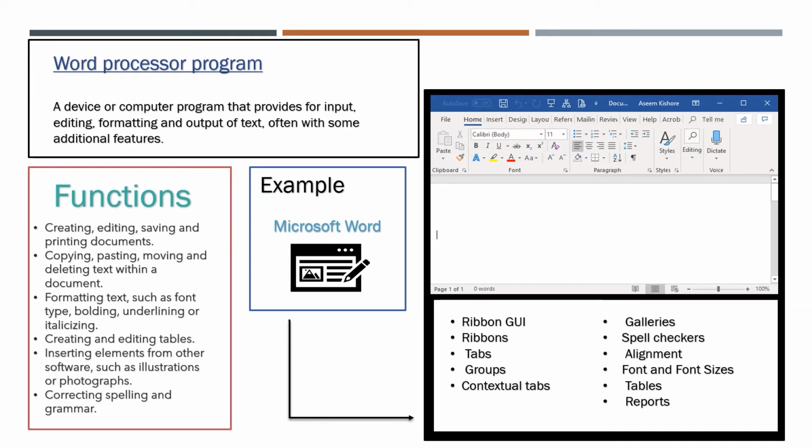An example of the word processor program is Microsoft Word, which is commonly used. As we can see here, we can always find ribbon, tabs, groups, contextual tabs, galleries, spell checkers, alignment, font and font size, tables, and report every time we open Microsoft Word.